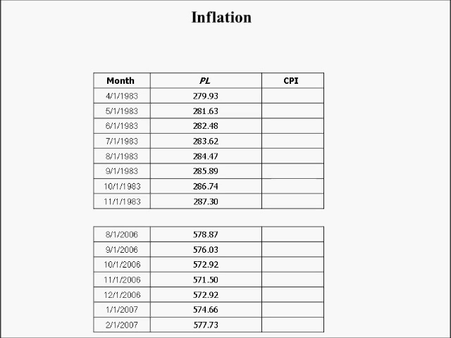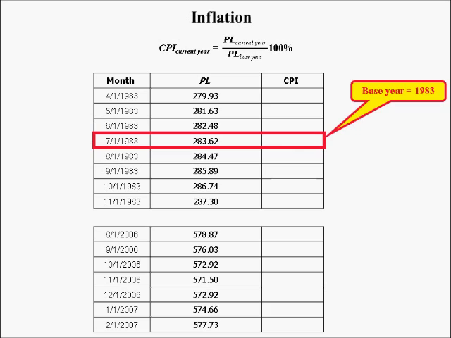Now, this is an oversimplification of how the CPI is computed. It really has a 3-year base period. But we're going to make it simple. We're going to say that the month of July in 1983 is the base year. We're just going to keep it nice and simple. Instead of using a 3-year price level average, we're going to just use a month in 1983 as the base year.